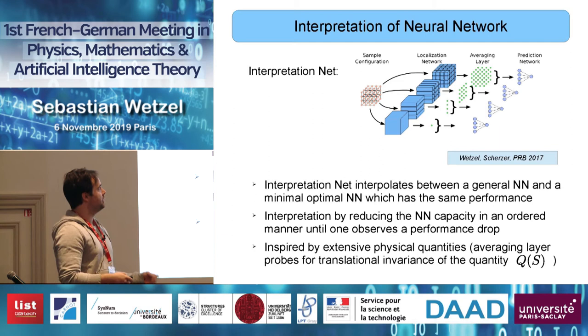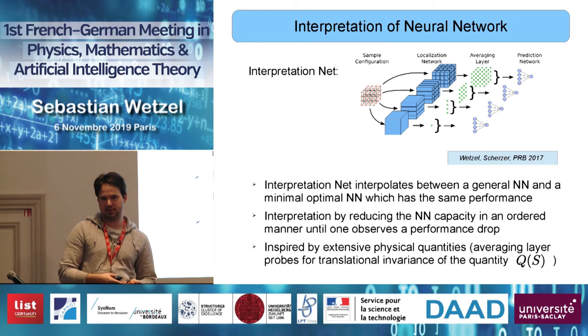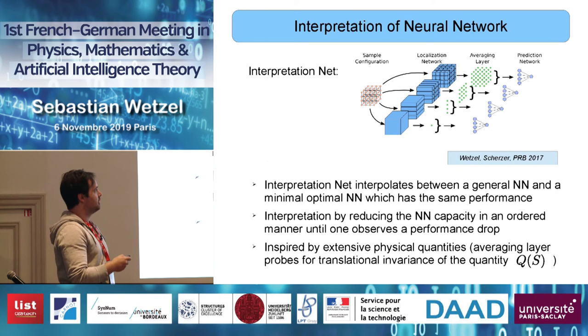And we are looking for the minimal neural network that still achieves the same loss value. So it has the least number of parameters, is the most symmetric, but it still achieves the same classification performance as the original most general neural network.